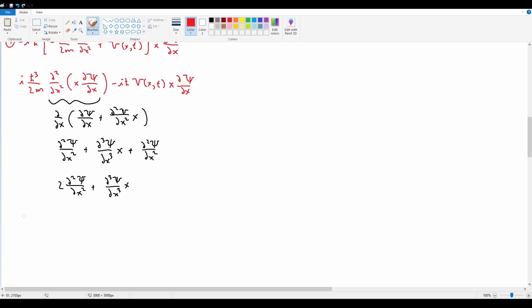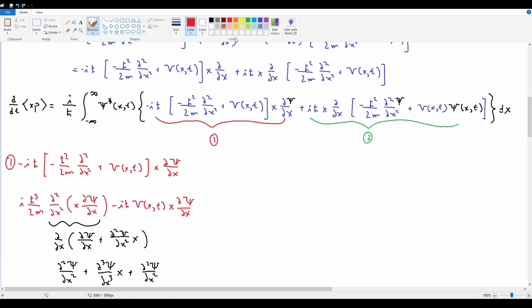distributing this in, i h bar cubed over m times d2 psi by dx squared plus i h bar cubed over 2m d3 psi by dx cubed times x subtracted by i h bar v times x d psi by dx. Okay, now let's do the second expression.